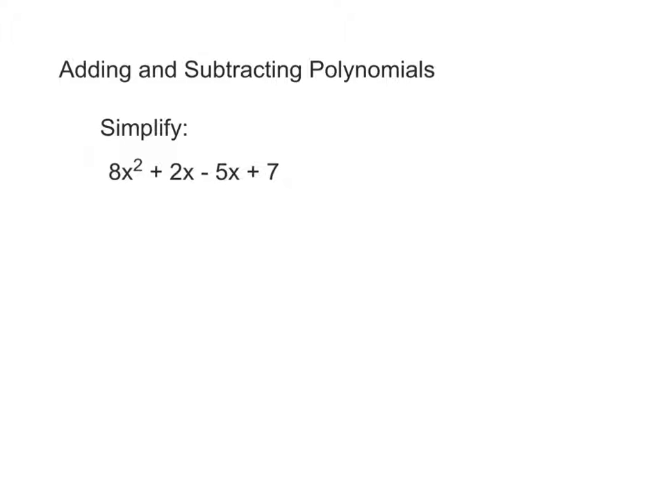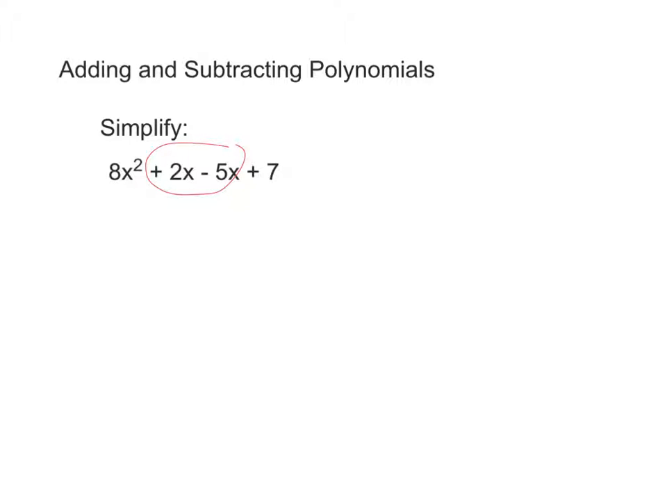So when you look at that expression, do you see two like terms? 2x and 5x. The 2x and the negative 5x are like terms. The thing that makes them like terms is that they have the same variable part. They both have an x. This 8x squared doesn't have an x, right? It has an x squared, which is different from the x. These are the two here that are like terms because they have the exact same variable part.